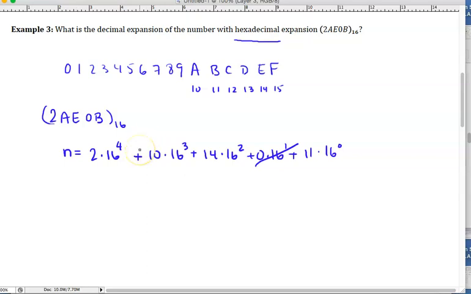That's a big number. Did I do that right? I think 16 to the 4th power is a big number. Times 2 plus 10 times 16 to the 3 plus 14 times 16 squared plus 11, right? So I got 175,627. Okay, so that's the base 10 expansion.